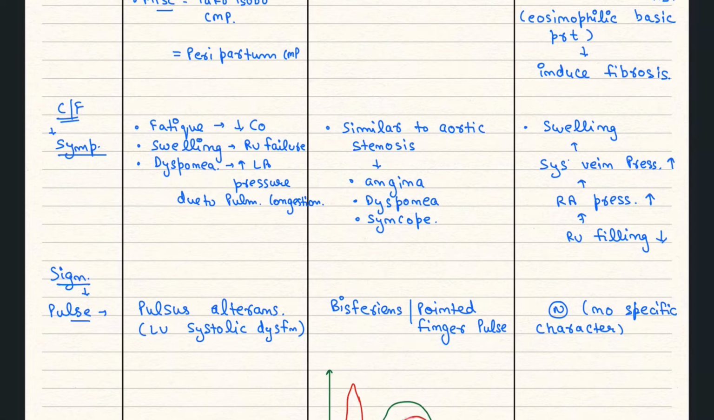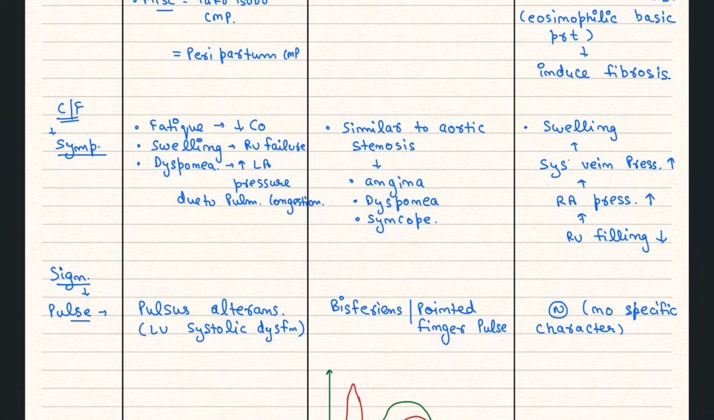Okay, so in clinical features we are going to talk about the symptoms and signs. In symptoms, what will happen? In dilated, the left ventricle is more affected, so left ventricle dysfunction will occur which causes the left atrial pressure to increase, which will lead to pulmonary congestion. Cardiac output is decreased, so fatigue will be there. If the right ventricle is affected, it can lead to swelling. As left atrial pressure is increased, dyspnea will occur due to the pulmonary congestion.